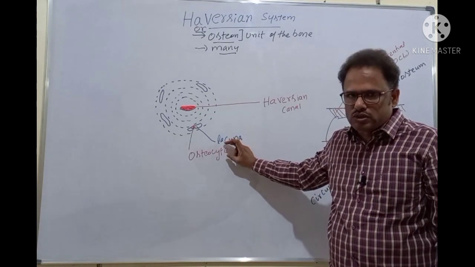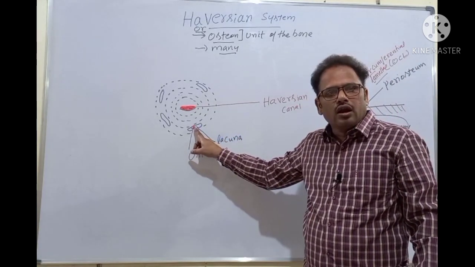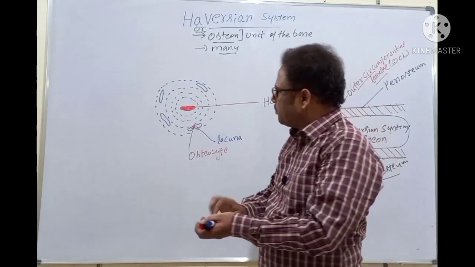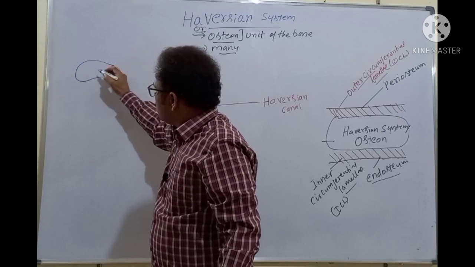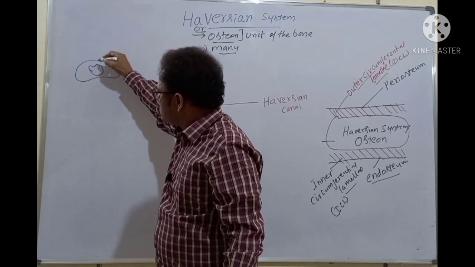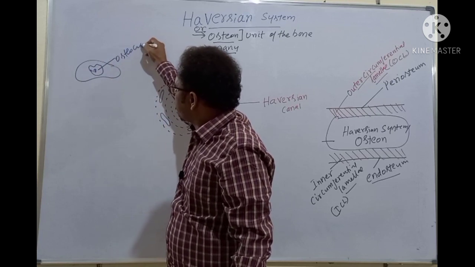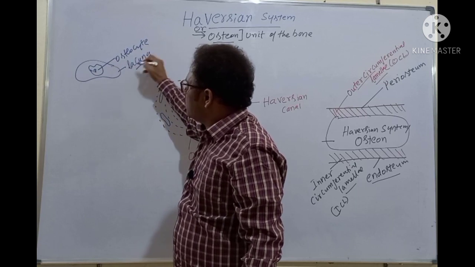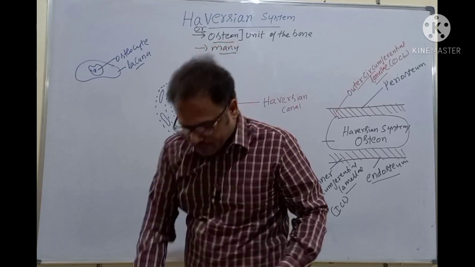Why is it an inactive cell? Because it is getting entrapped inside the lacuna. You're following? This is a lacuna. See here, I'm drawing separately. This one is a lacuna. And inside what is present? A bone cell is there called the osteocyte. This is the osteocyte. Osteocyte. And this is the lacuna. Clear, students?